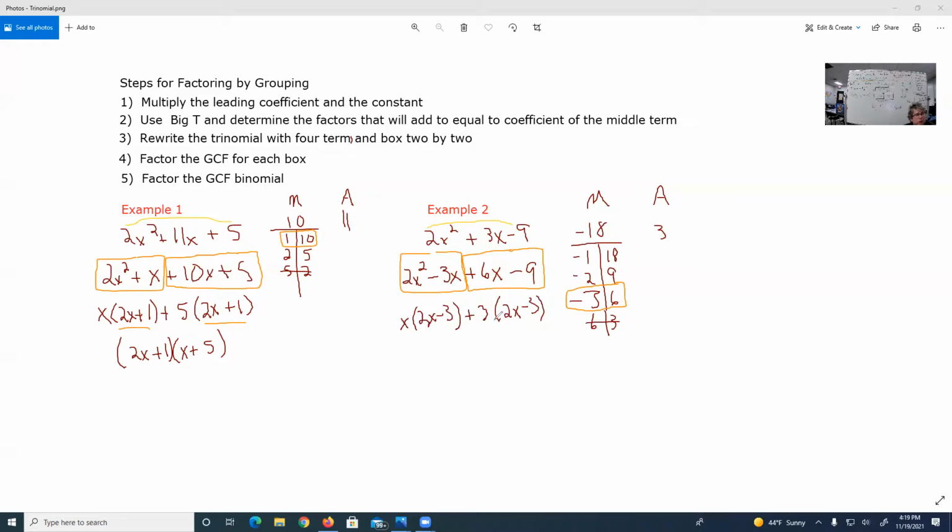And that looks correct. You can always run this back through and it should get you back to what we have above, because all we're doing is undoing everything, working backwards. So now we're looking for the GCF binomial. So we see that this 2x minus 3 and this 2x minus 3 are alike. We got a winner there. We have a common factor. So we pull out the 2x minus 3. And that's going to leave us then with this x plus 3.